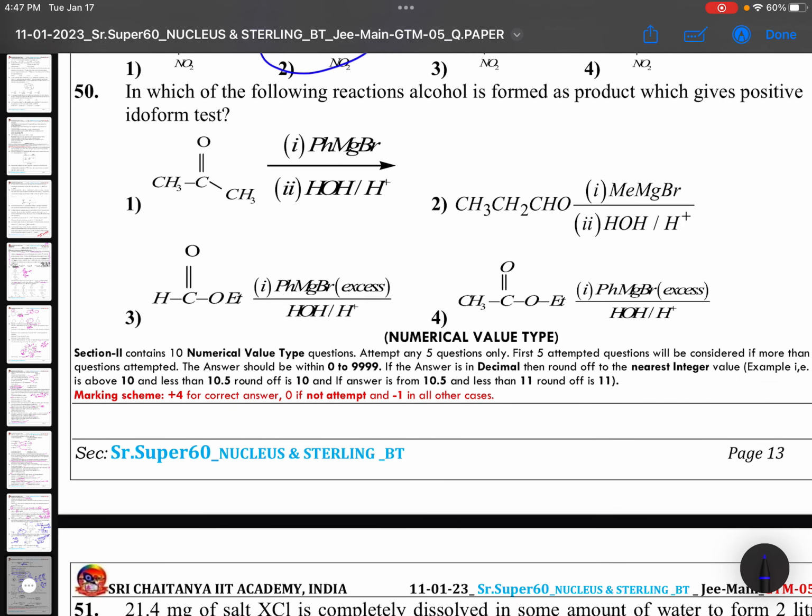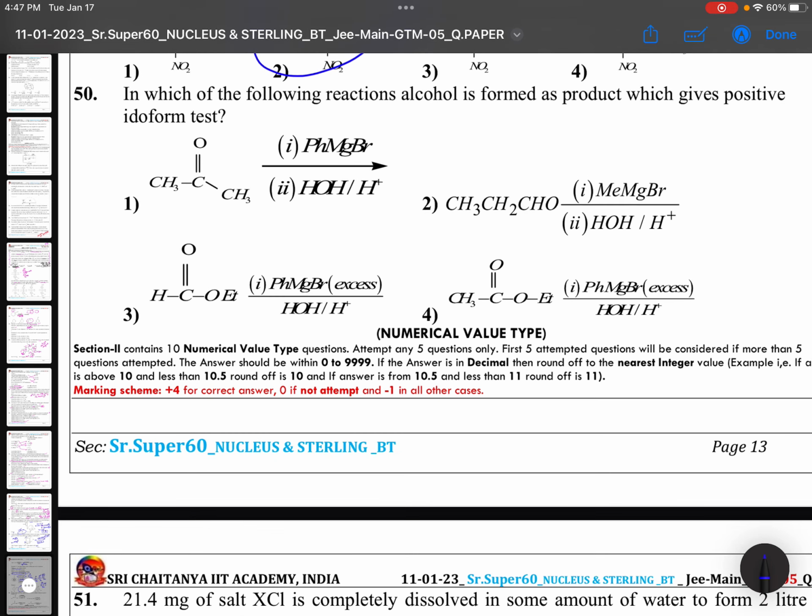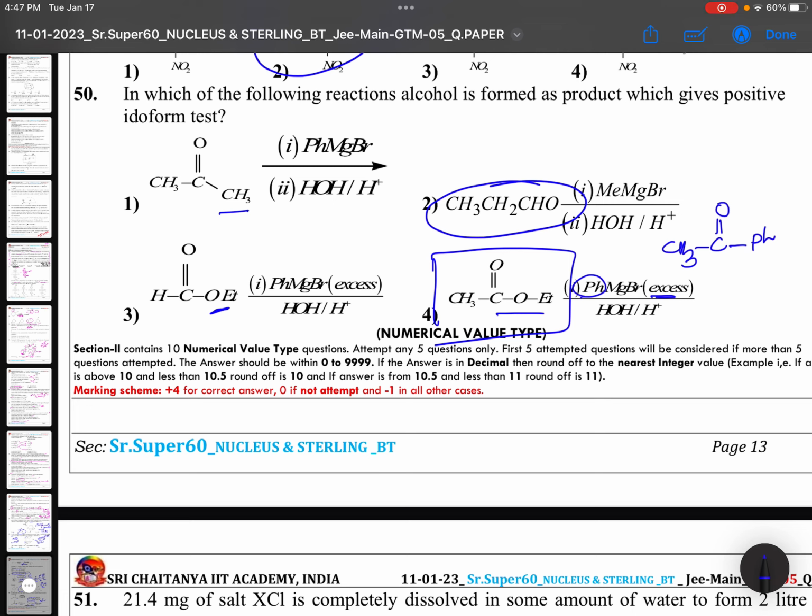Look at the 50th question. In which of the following reactions is alcohol formed as product which gives positive iodoform test? It can give positive iodoform test. It cannot give positive iodoform test. This, HCOOEt and CH3COOEt. So I think your answer should be this one, because when you are using excess, this becomes CH3C double bond O. First alcohol will come, and later it becomes CH3COH with two alcohol groups.